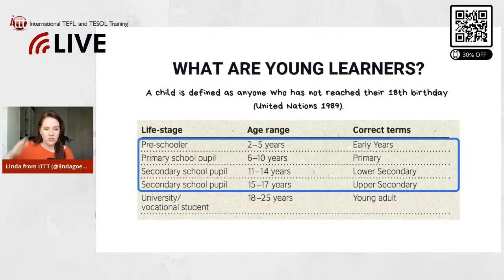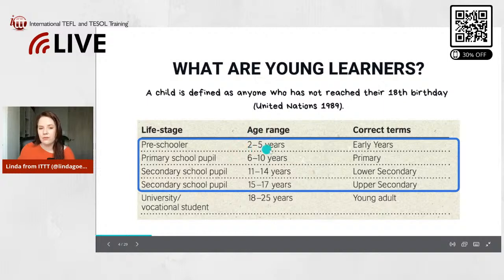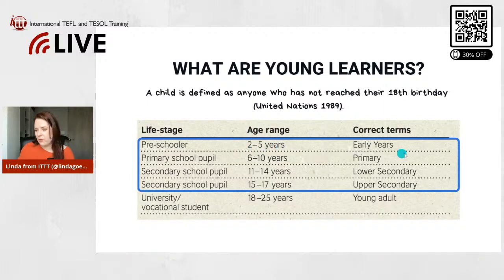As you can see, there are also different stages and the correct terms that we can use. So for example, the life stage preschooler is 2 to 5 years old, and this is what we call the early years. Then we have primary school pupils from 6 to 10, the primary young learners. Then we have secondary, 11 to 14, lower secondary, and kids from 15 to 17 years are upper secondary.